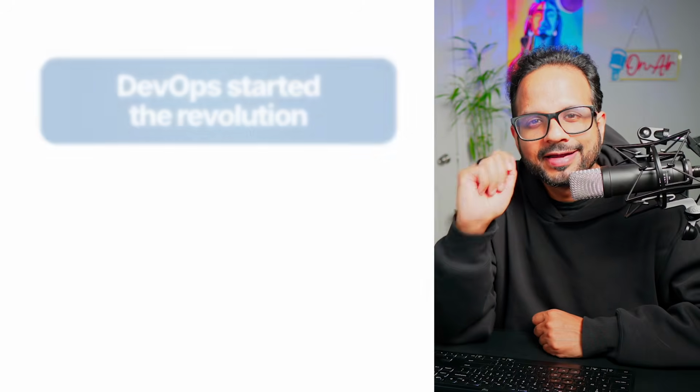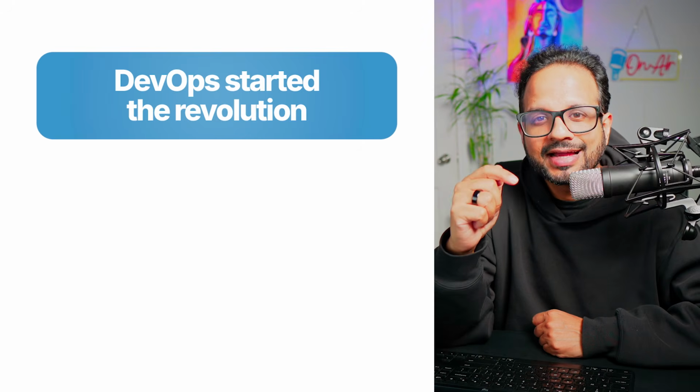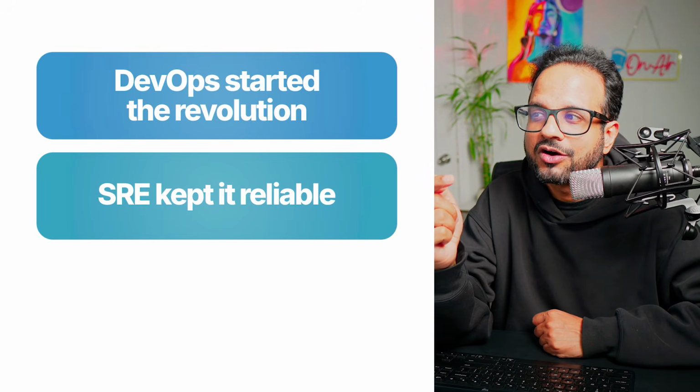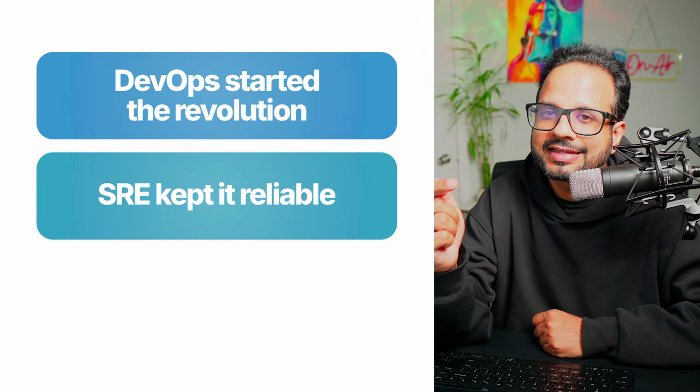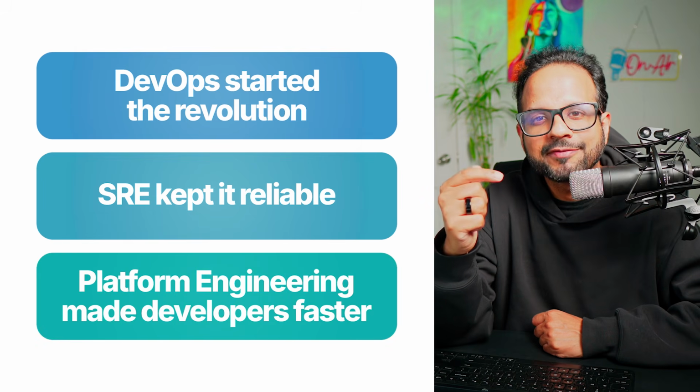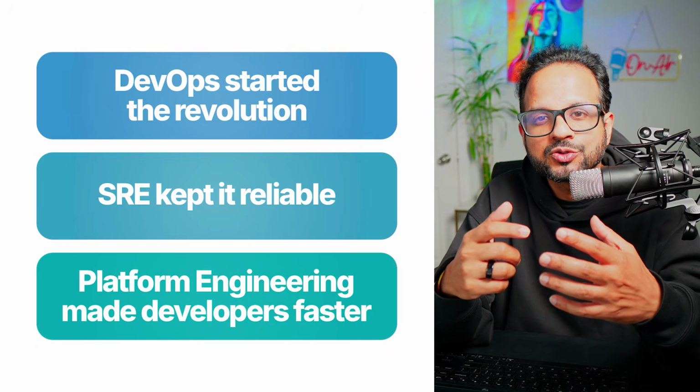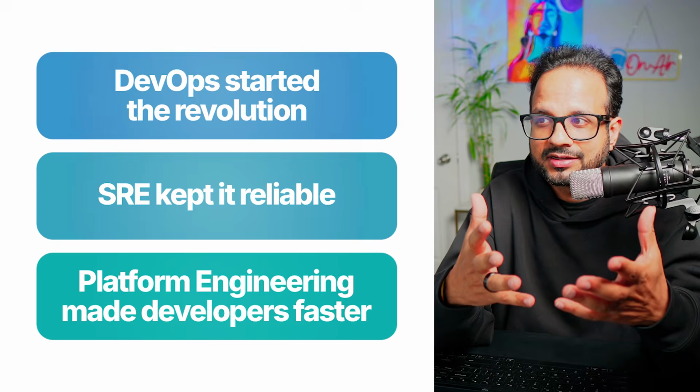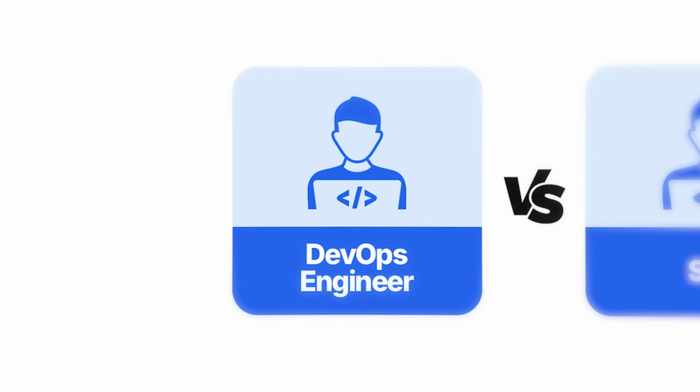So in simple terms, DevOps started the revolution, SRE helped scale it, or SRE specialized in keeping things alive, and platform engineering enabled developers to perform at a much faster rate. So three different responses to three different problems. Each one has a specific purpose. Now let's discuss each of these.